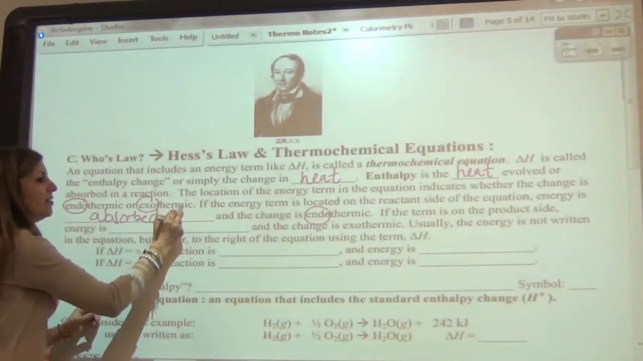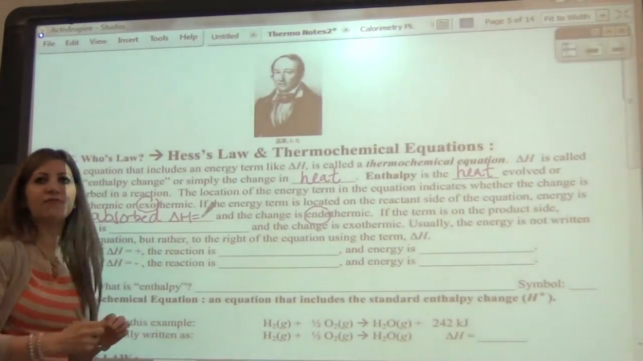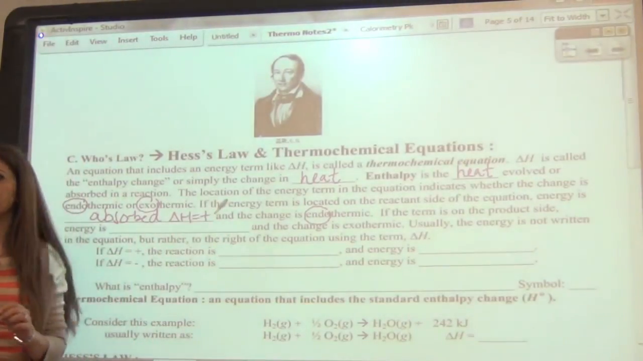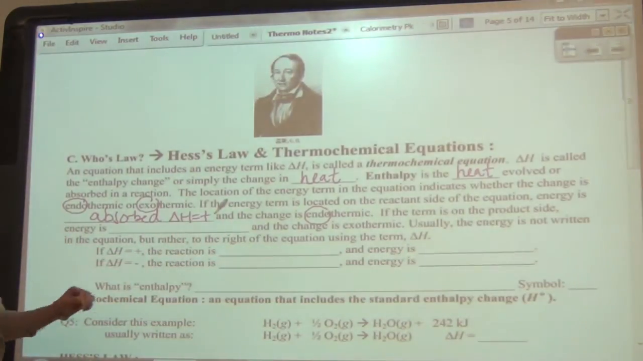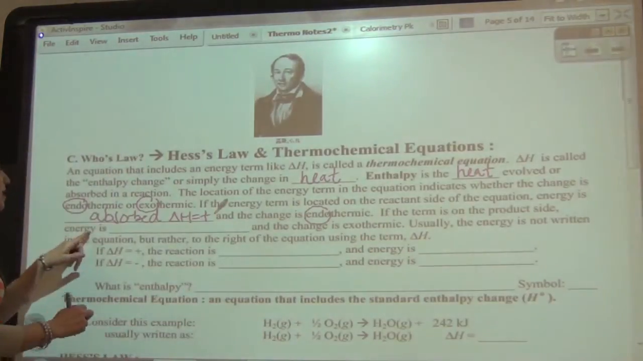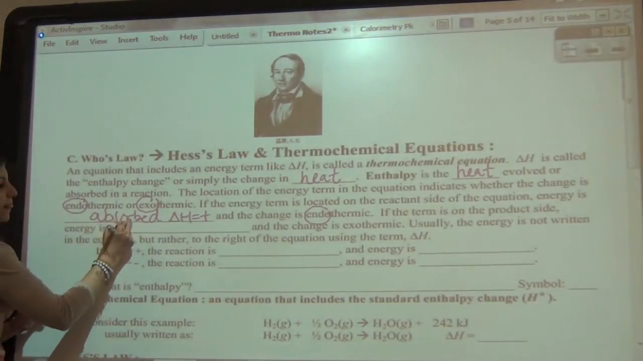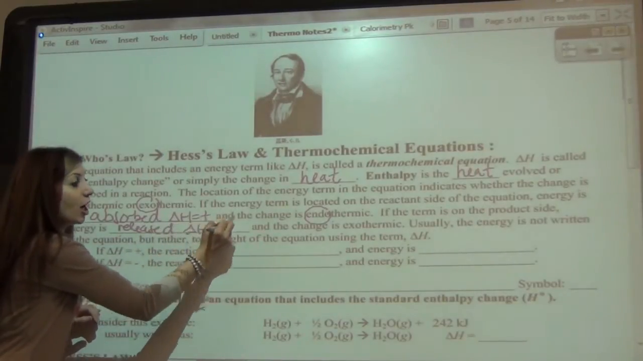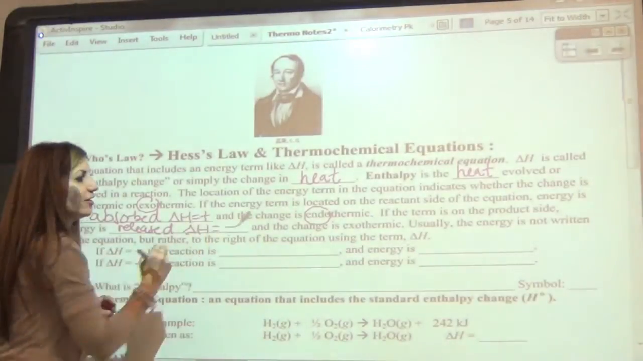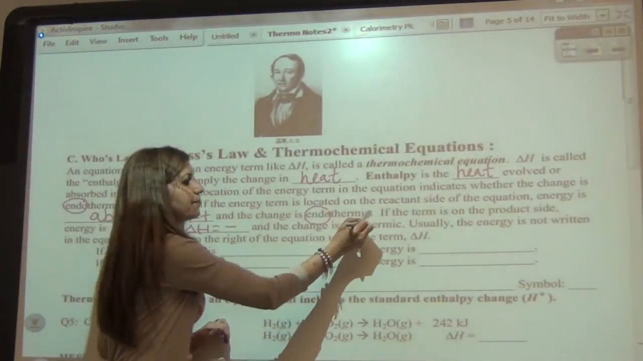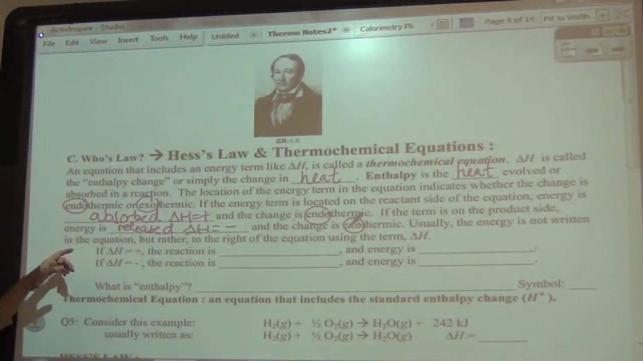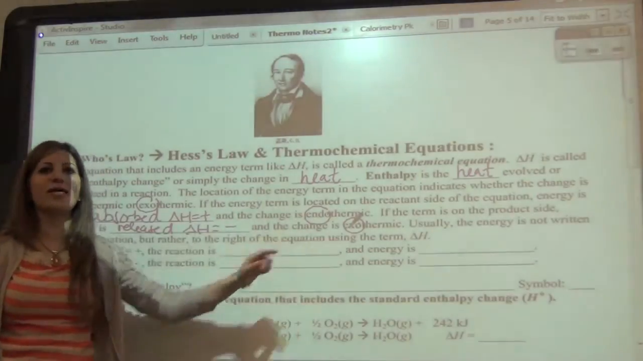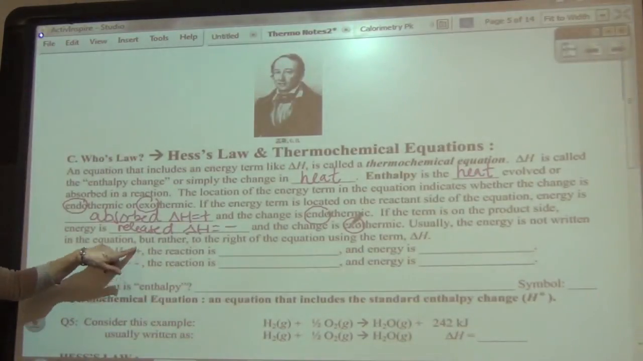Anybody remember, would delta H be positive or negative if it's being gained? Then it's positive if it's being gained. If the term is on the product side, then that means that energy is released. And so in this case, your delta H would be lost, so that would be negative, and the change is exothermic. Usually, it's not written inside of the equation, but to the right of the equation, and that's where we'll use the delta H signs, okay?